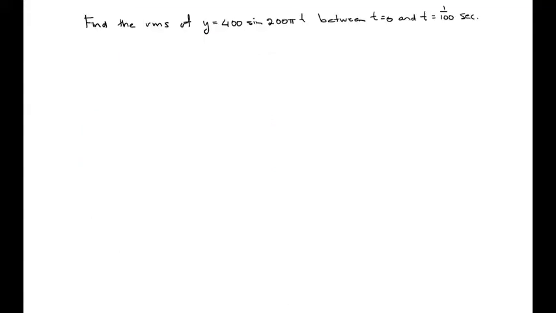Right, the question is asking us to find the root mean square of a function that is clearly cyclic. It's a sine curve. Now, it's often a very good idea to do a quick sketch of whatever it is you're talking about. And the amplitude, if you remember back, is going to be 400. And it'll be a sine curve. It's not a shifted one.